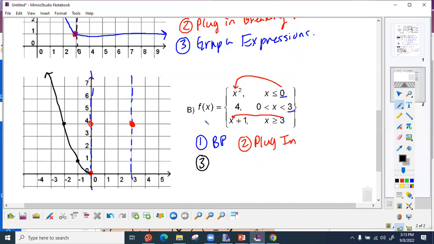This is a constant, so it's just a straight line connecting them. And this is a line, and you follow the slope of the line. What is the slope of this line? 1. So I'm going to rise 1, run 1. Rise, run. Rise, run. And then I connect. And that is how you finish out the graph.